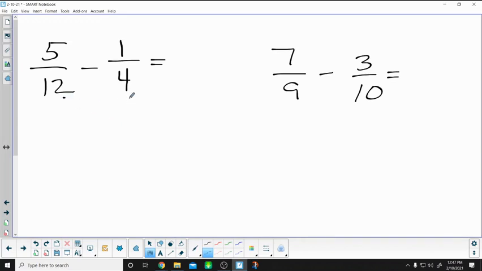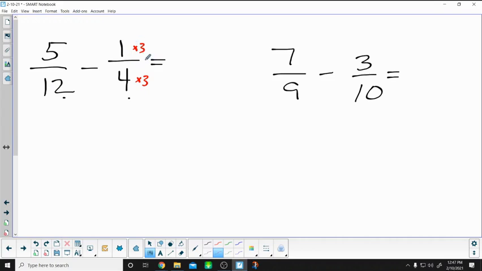So I'm looking at 12 and 4, and something that both of those go into is 12. 12 goes into 12, and 4 goes into 12. So I don't need to do anything to this 5/12, but I do need to change this fraction over, so that I have a denominator of 12. Well, in order to do that, I need to multiply by a 3 there, and multiply by a 3 there. Now I multiply the bottom by 3 because that's going to give me the 12. Now why do I multiply the top by 3?